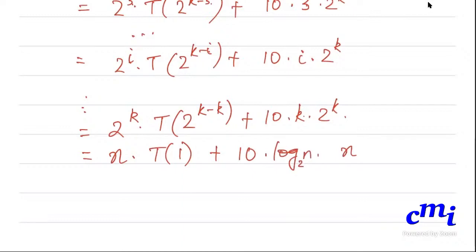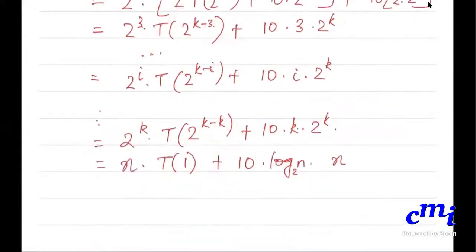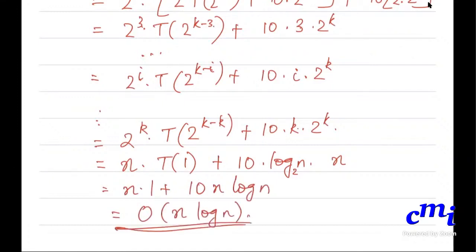But what is t of 1? T of 1 is the time taken to sort one list of length 1. That is a straightforward case. That is just 1, because you saw here that sort of singleton x equals x. So this is nothing but n times 1 plus 10 into n into log n. That is nothing but order n log n. This is a very important result.